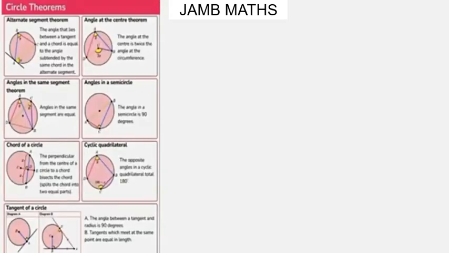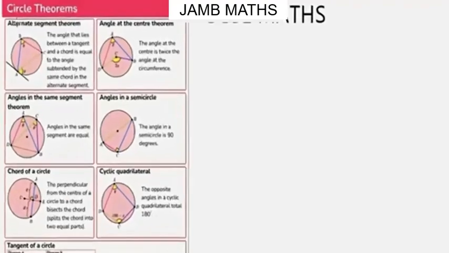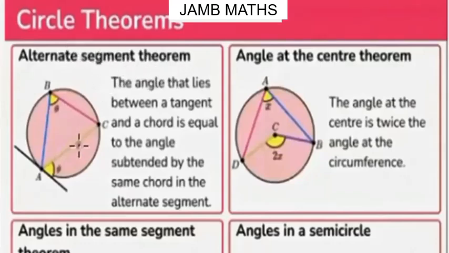Let me read this diagram that shows various rules for circle geometry. When I look at these charts, it says circle theorems. These are the rules for circle geometry. The first one we have here is the alternate segment theorem. This theorem states that the angle that lies between a tangent and a chord is equal to the angle subtended by the same chord in the alternate segment.